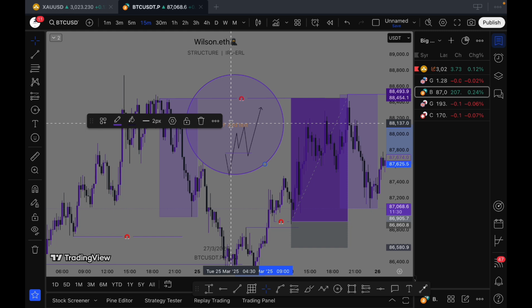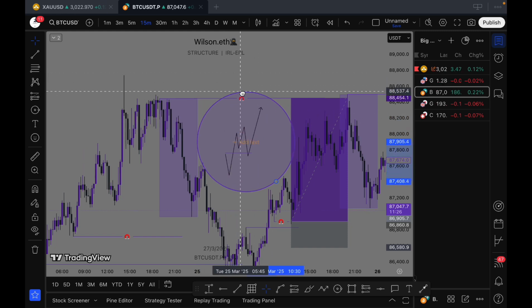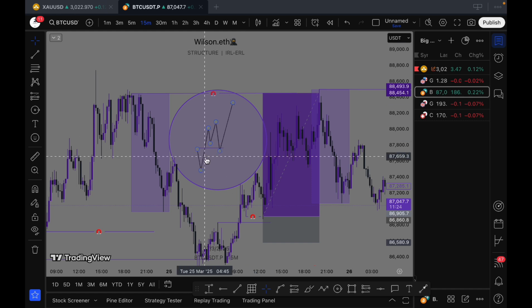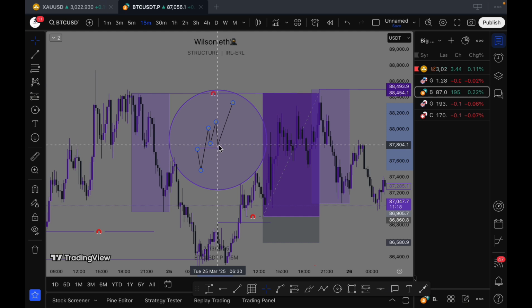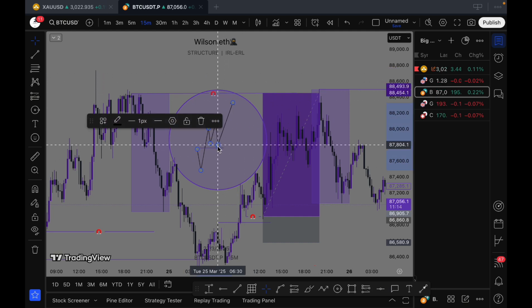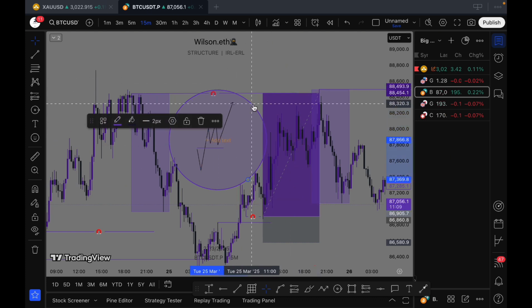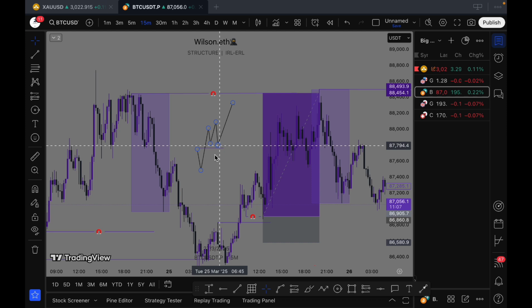This is the entry model over here. The same thing, as you can see, but price didn't use the POI, which means my POI became useless. Price just took out the inducement, then up. That is one model you can be using, whether bullish or bearish. In a bullish market, in a bearish market too, you can do the same.